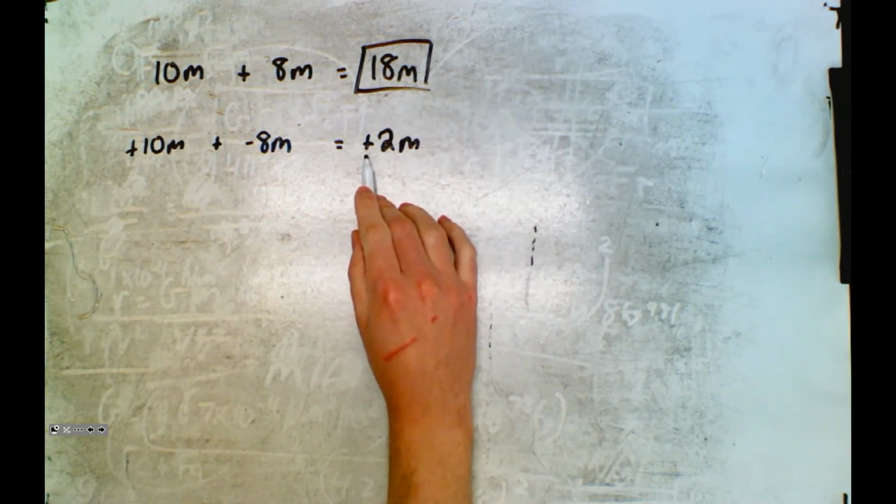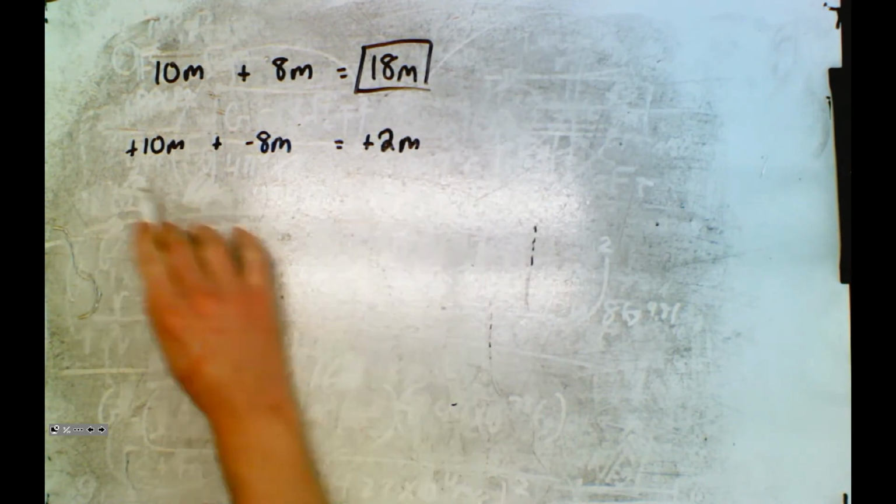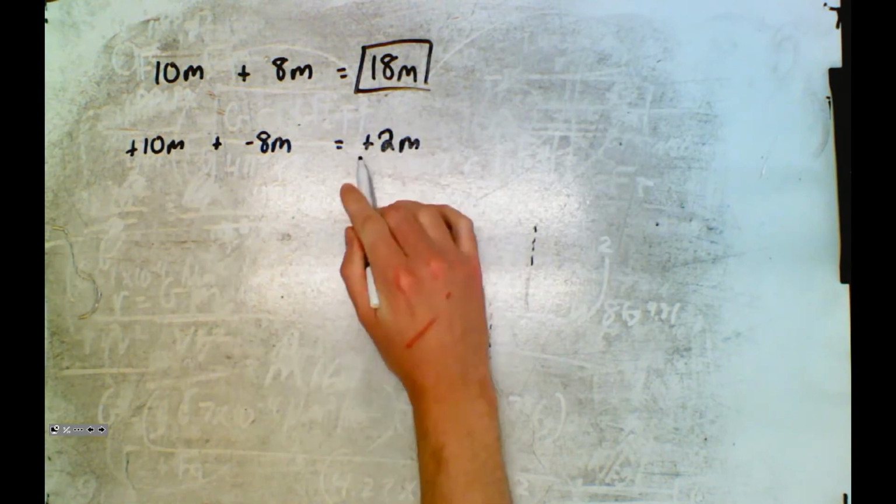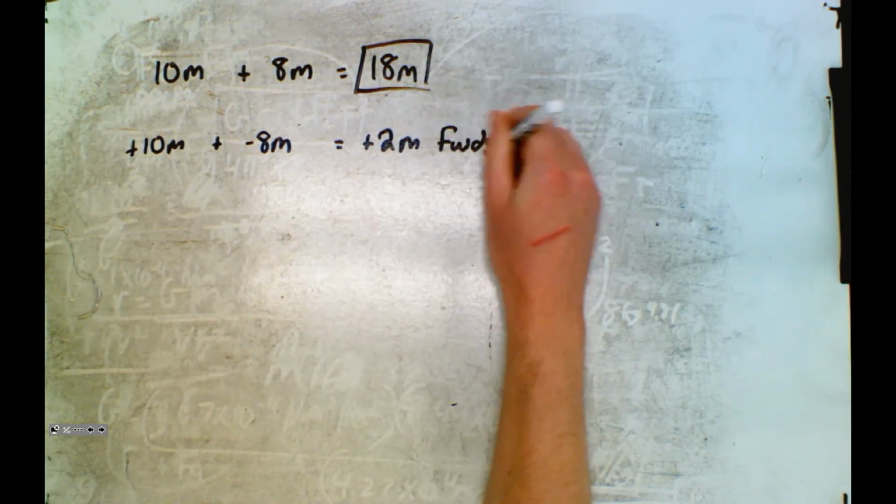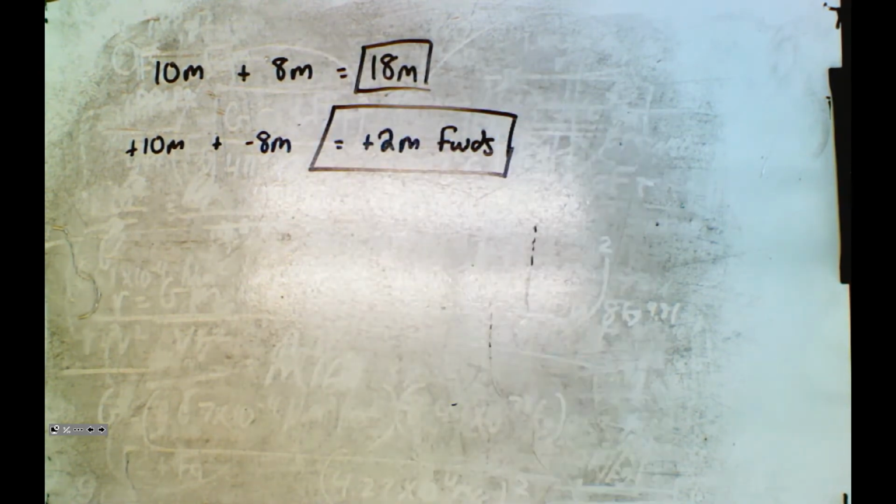And we have to indicate what this positive means, right? We made positive forwards, negative backwards, so we have to have a direction after our magnitude. So we end up getting 2 meters forwards as the answer. If you didn't put that forwards in there, it wouldn't be correct.